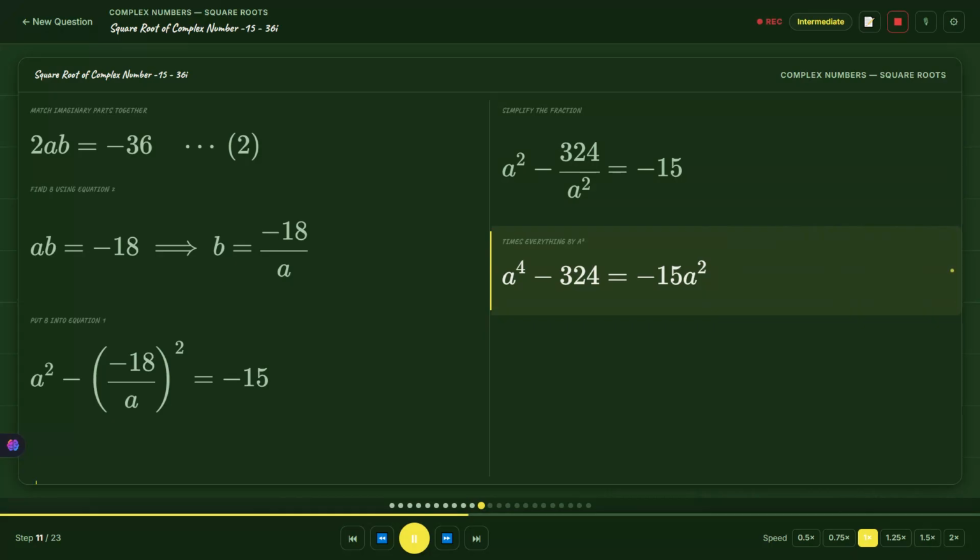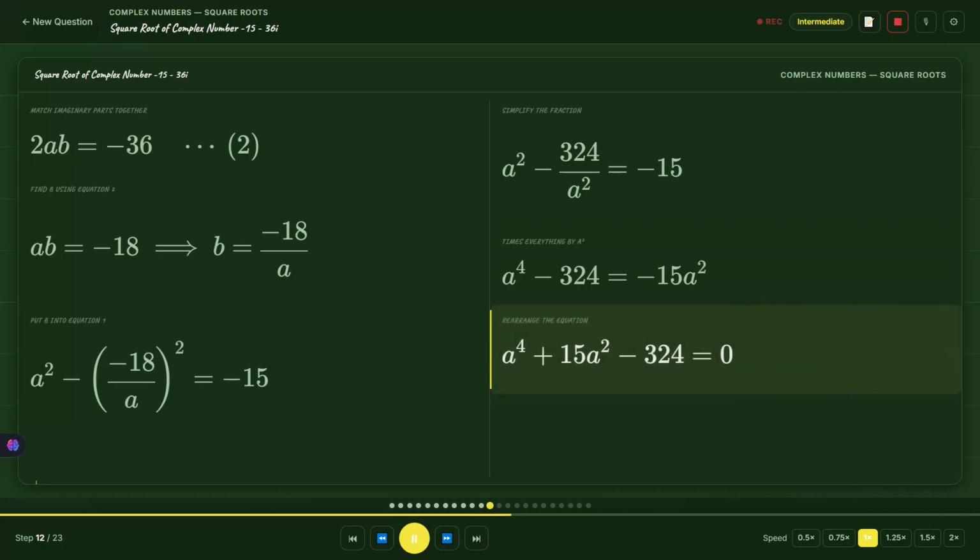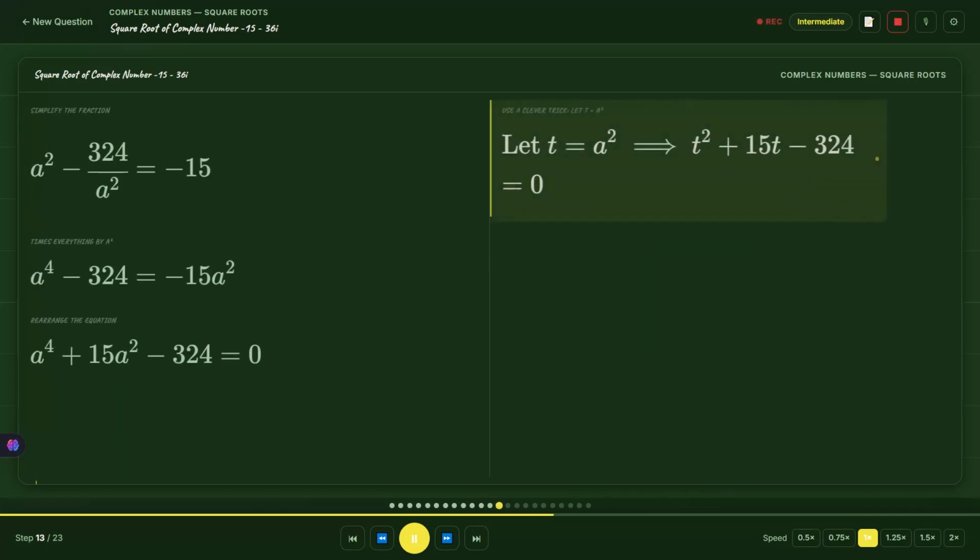That fraction is a bit tricky. Let's get rid of it by multiplying every piece by a squared. Now everything is much cleaner. Let's move everything to one side. We bring -15 a squared over to the left, and it becomes plus 15 a squared. Now it equals 0. Here's a clever trick. Let's call a squared by a new name, we'll call it t. Now our big equation looks like a simple equation: t squared plus 15t take away 324 equals 0.